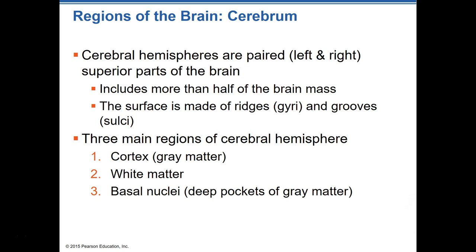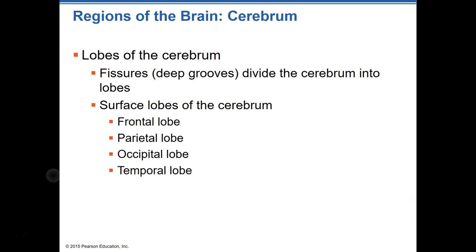There's three main regions of the cerebral hemisphere. We have the cortex, which contains the gray matter. We have the white matter and then the basal nuclei, which are in deeper pockets of that. We'll see a picture of it here in a minute.